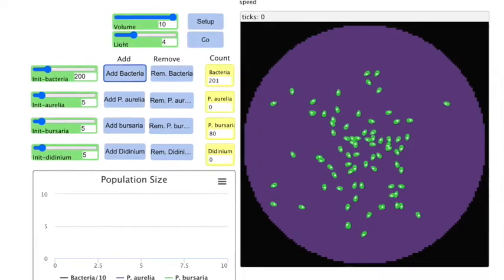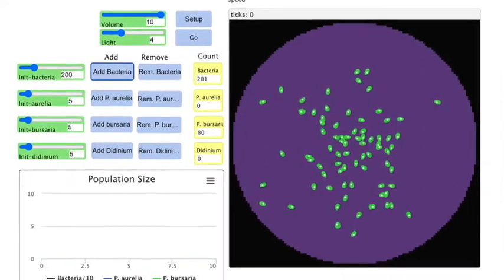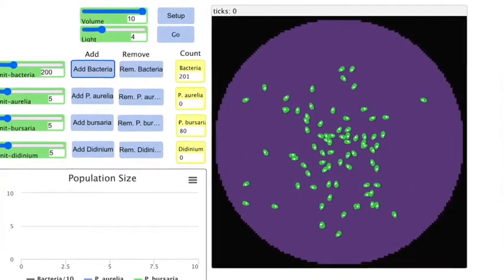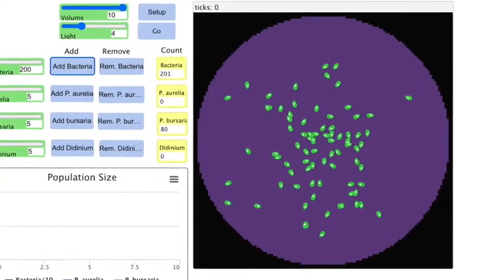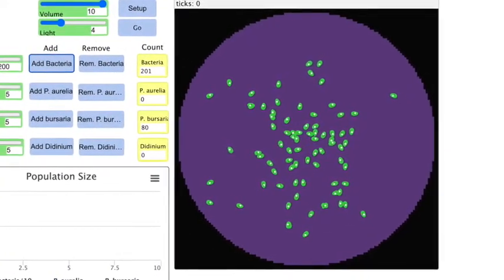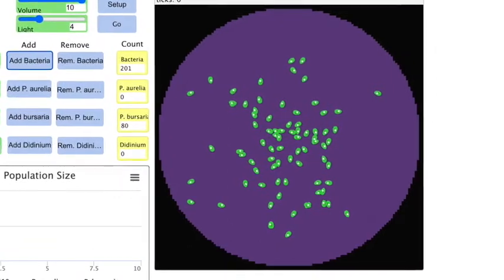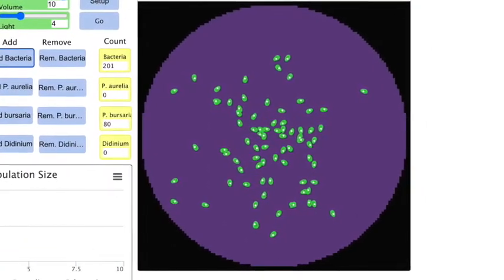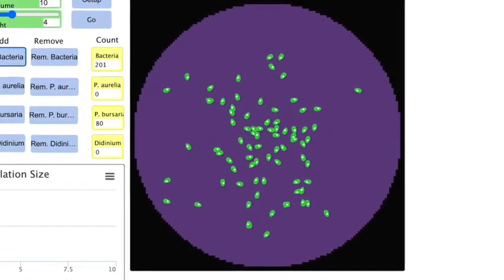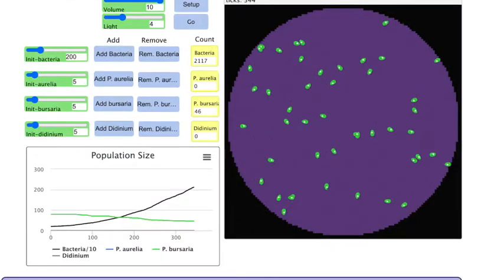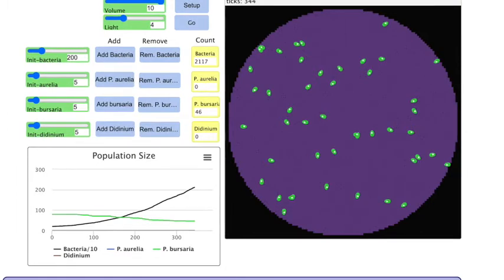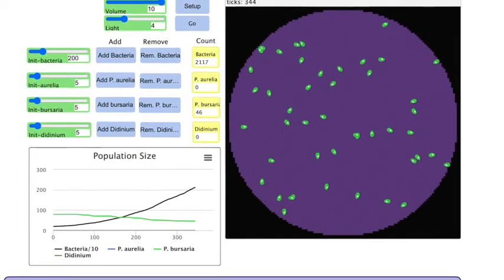The last manipulation involved decreasing the light to 4 and increasing the volume to 10. I added 201 bacteria and 80 Berseria. My major findings were that the bacteria steadily increased while the Berseria decreased.